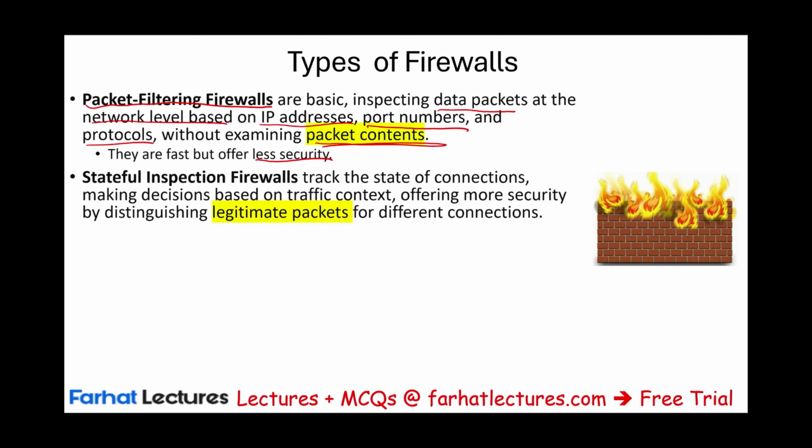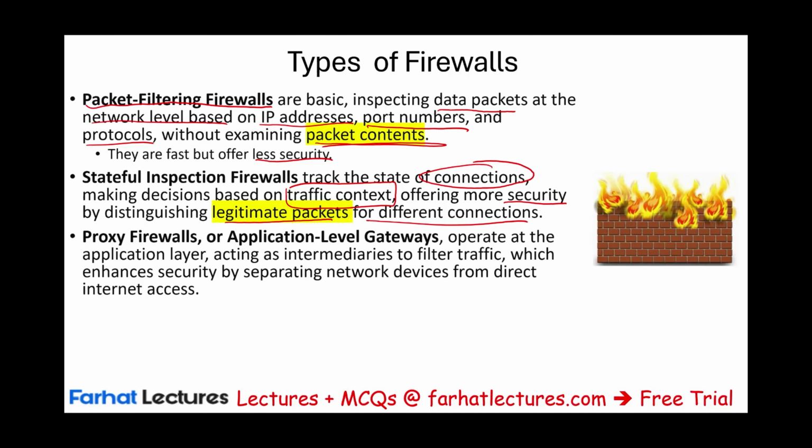Then we could have what are called stateful inspection firewalls. These track the state of the connection. So what is your connection? You're connecting to my network. What's your state of connection? Making the decision based on traffic context. So basically, is this connection overall trusted? Here you're offering more security by distinguishing legitimate packets from different connections. Why? Because you might be able to associate a certain packet with a malicious connection, and based on the connection, you will flag them. You could have proxy firewalls or application level firewalls.